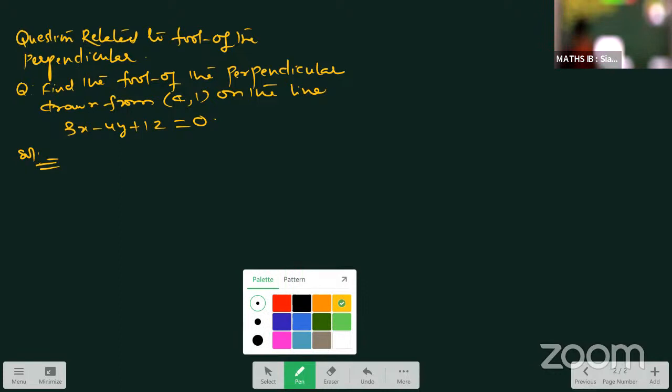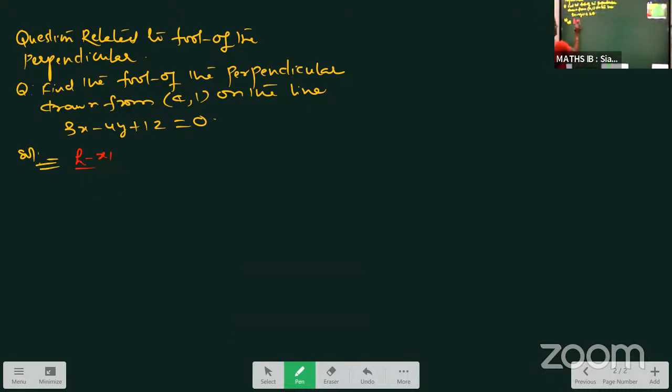What is the foot of the perpendicular? The formula we have to write here, which we just proved: (h minus x1) by a is equal to (k minus y1) by b is equal to minus of (a x1 plus b y1 plus c) by (a square plus b square). So don't worry about remembering this formula. He will ask you to prove that theorem, and immediately he will give this question. So no need to remember that formula, okay, the proof will be given to us already.